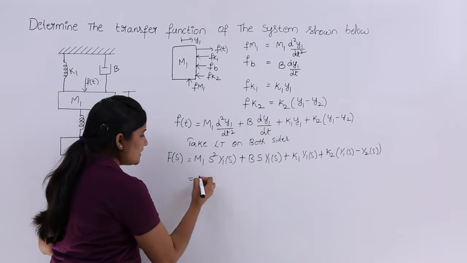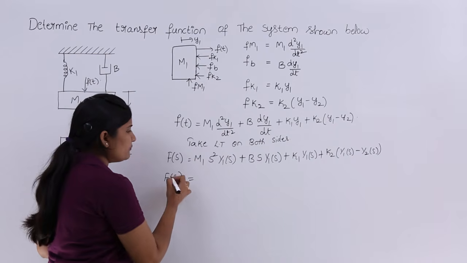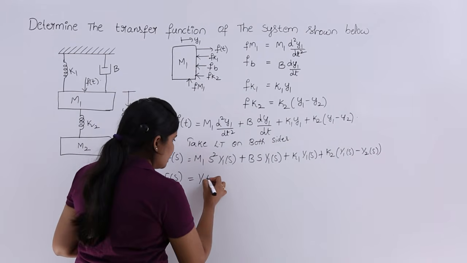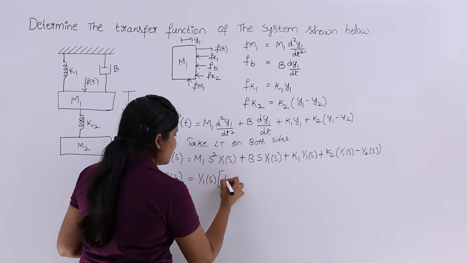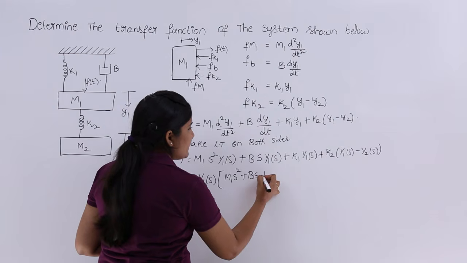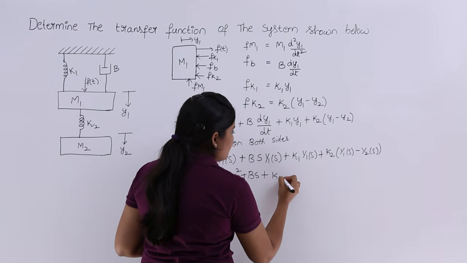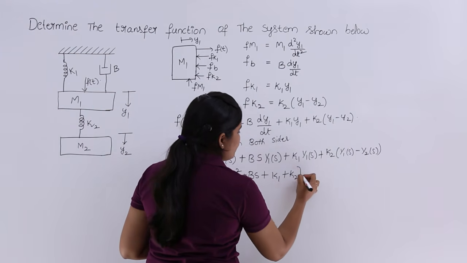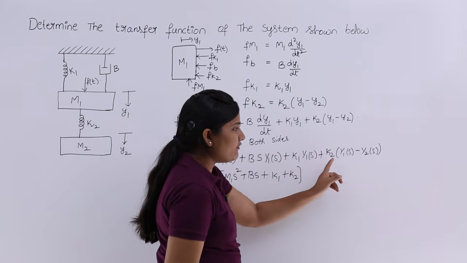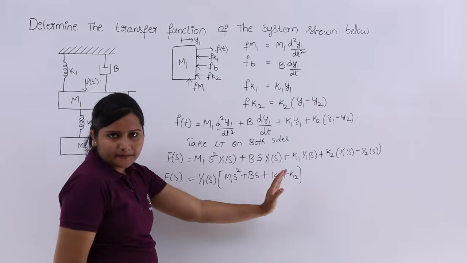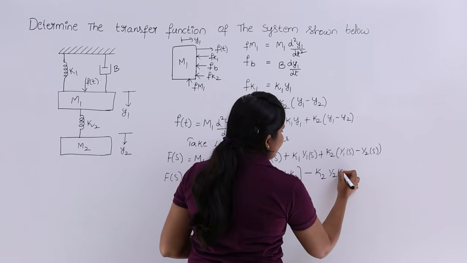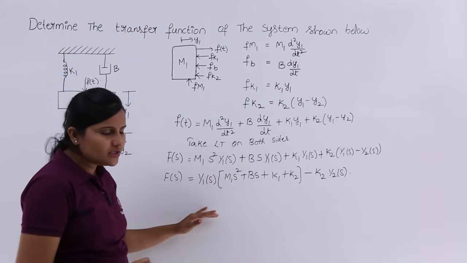Now I am taking y1 of s common. So y1 of s into m1 s square plus b s plus k1 plus k2. You can see I took y1 of s common from everything. Minus the remaining term, k2 y2 of s. You just keep this aside.